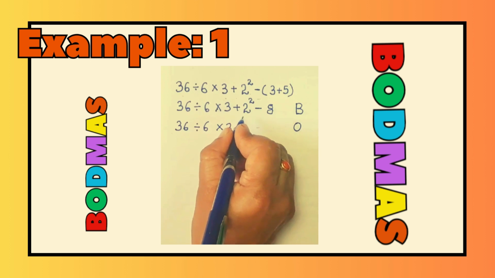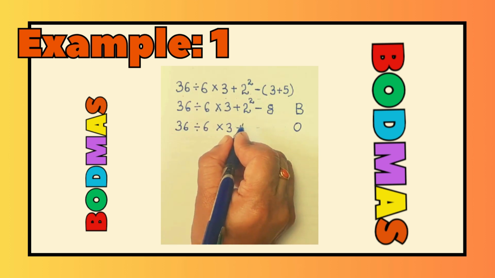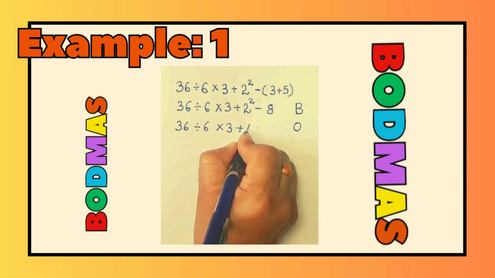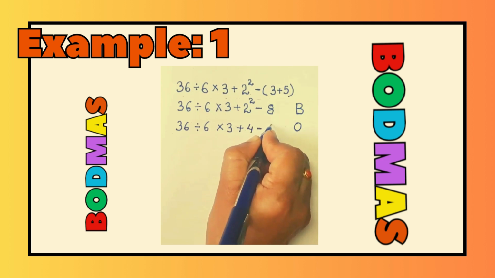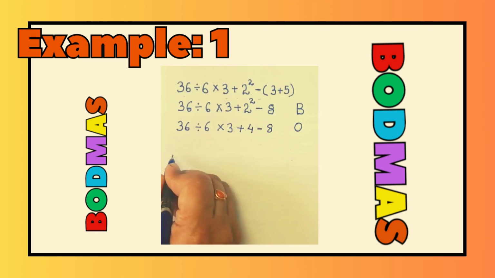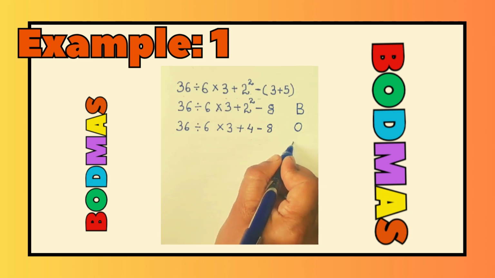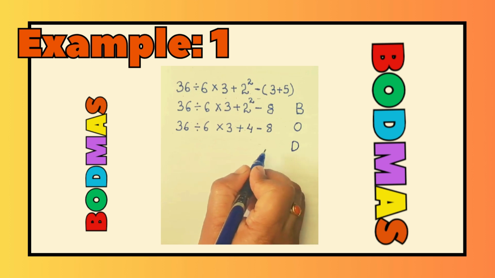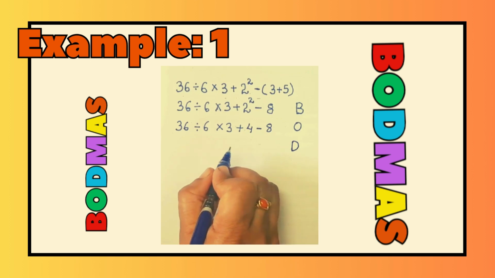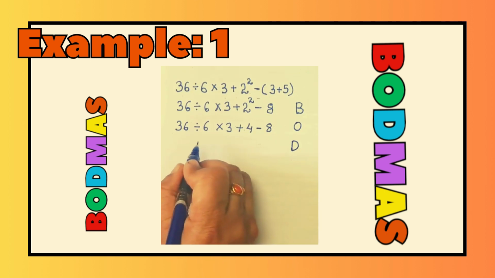2 to the power of 2 means 2 is repeated twice. 2 twos is 4. 4 minus 8. Okay. Now after B, O, next letter is D. As I said, division and multiplication gets the same priority, but you have to do whichever comes first.